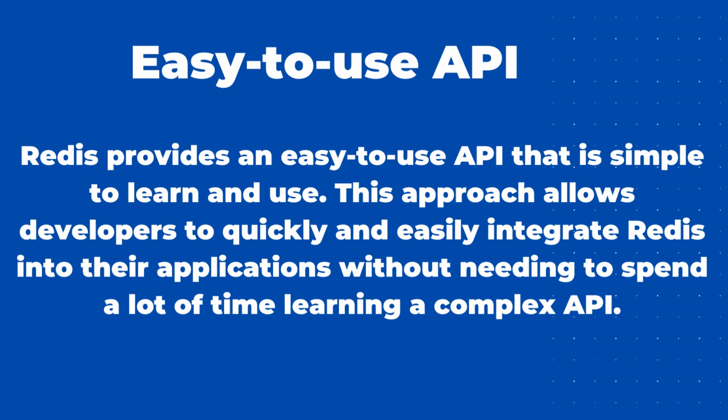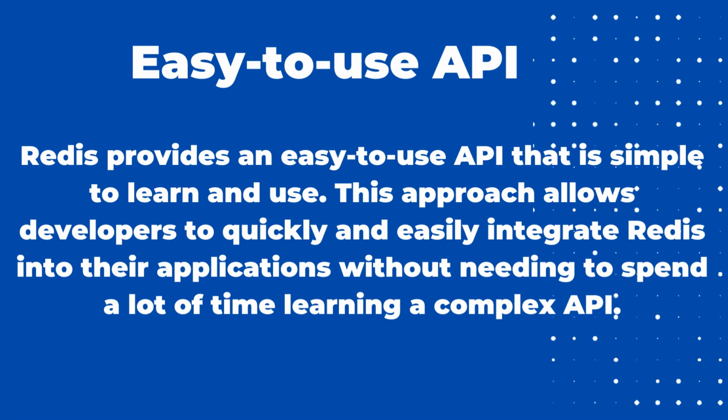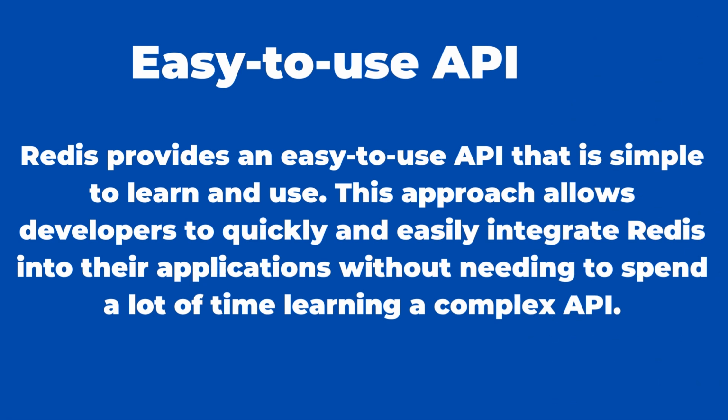Okay, we are coming to the last one now. This is all about the easy-to-use API. Redis provides an easy-to-use API that is simple to learn and use. This approach allows developers to quickly and easily integrate Redis into their applications without needing to spend a lot of time learning a complex API. The API is very simple and completely exposed, so you can adopt it and use it properly. So this is all about Redis and how exactly it is so fast.